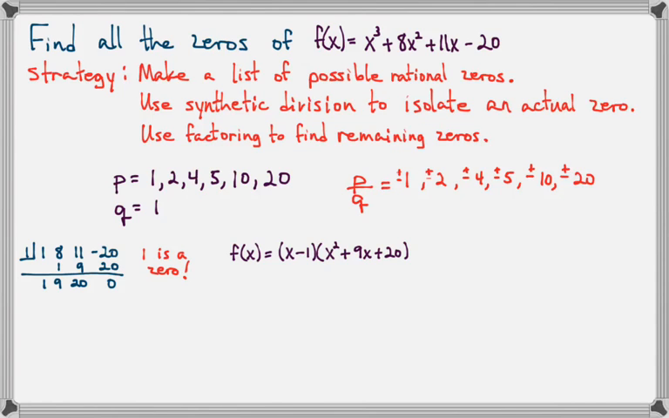And if x minus 1 is a factor, then this is the other factor. 1x squared plus 9x plus 20 is our other factor. And this is easily factored into x plus 4 times x plus 5.